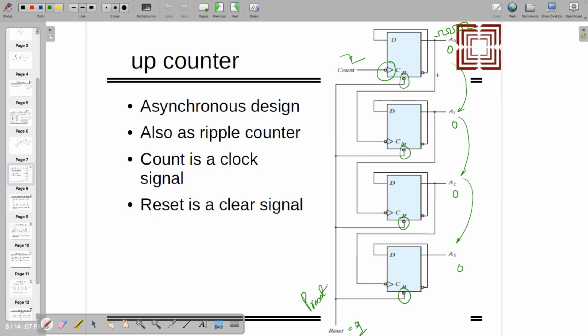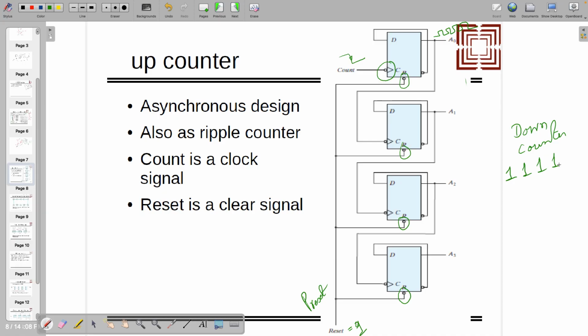Why? Because if you want to have the down counter, what first count do you want to have? All 1, right? How to make all 1 at the beginning? All A0, A1, A2, and A3 all have to be 1 at the same time.